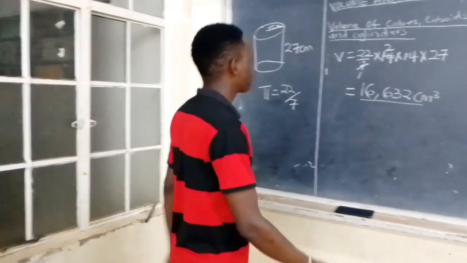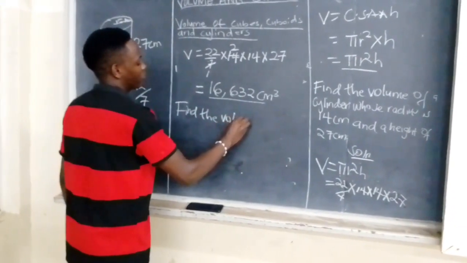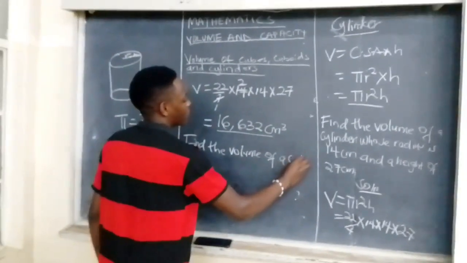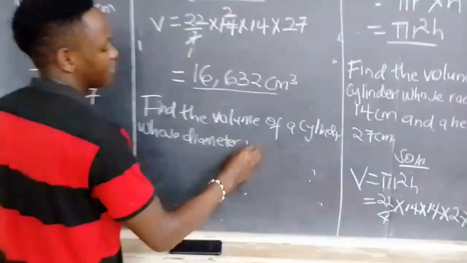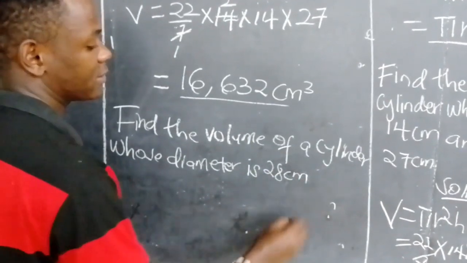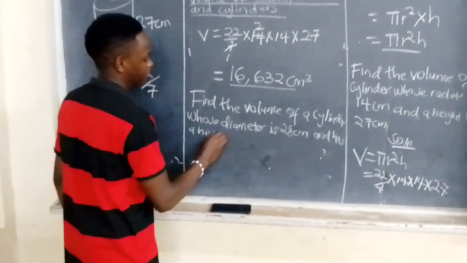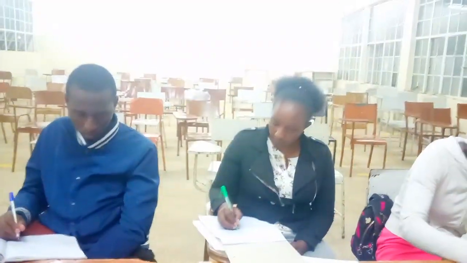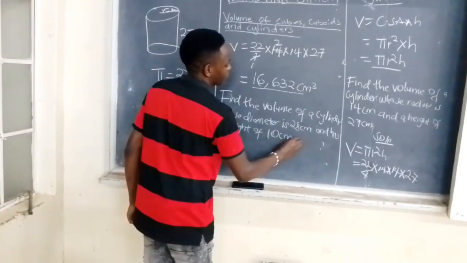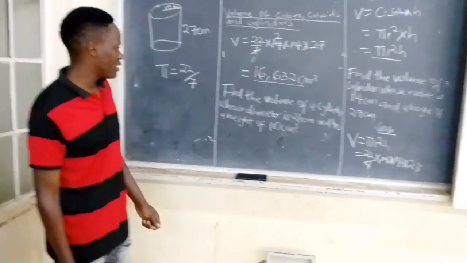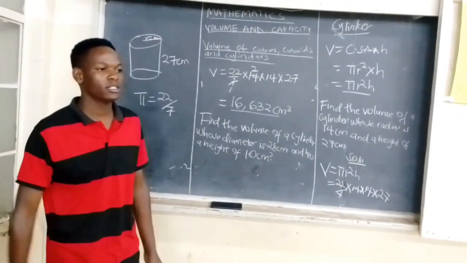Now learners, try this out. Find the volume of a cylinder whose diameter is 28 centimeters and has a height of 10 centimeters.